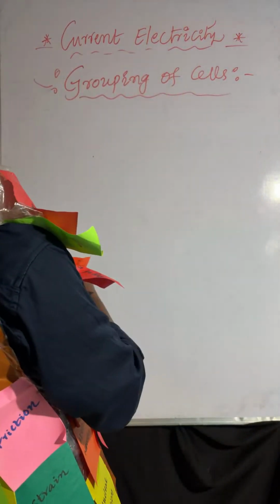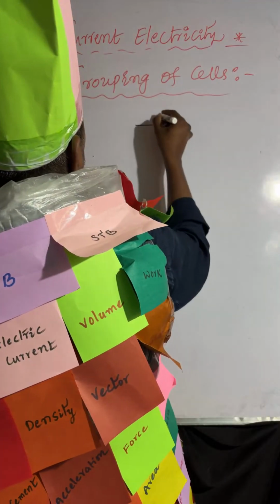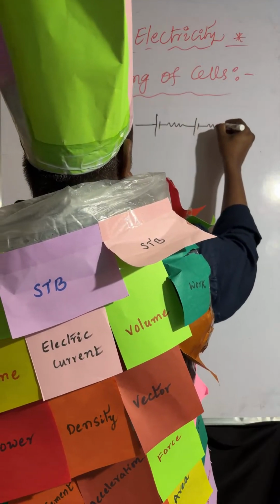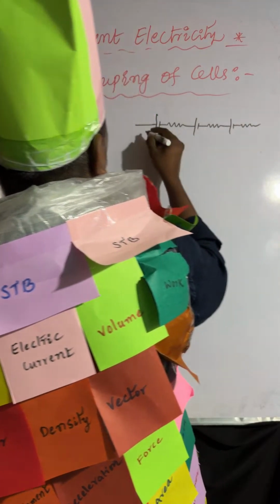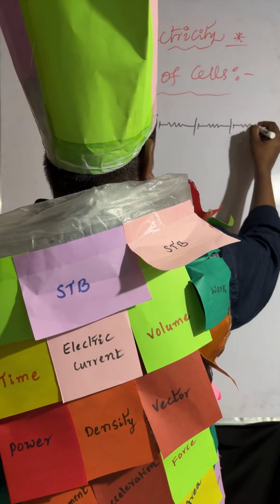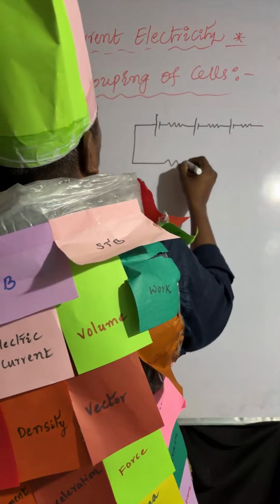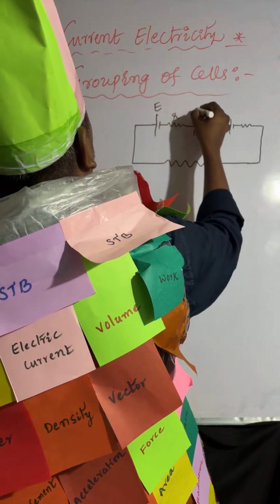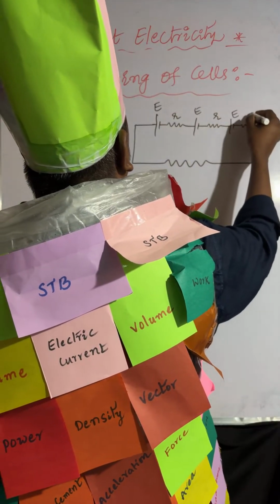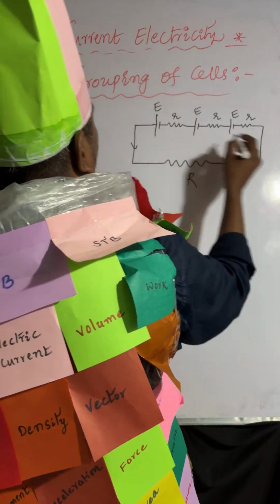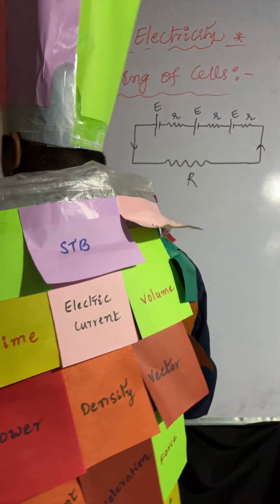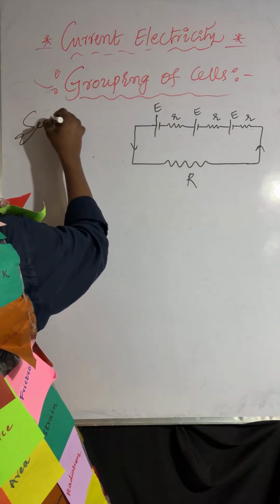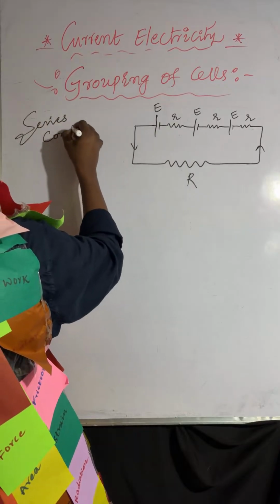Here cells are connected in series combination. 1 resistance, 2 resistance, 3 resistance. Then I'm connecting to the external resistance R. So E, R, E, R, E and R. Through the external resistance, current is flowing. Now the cells are connected in series combination. Okay. Series combination.